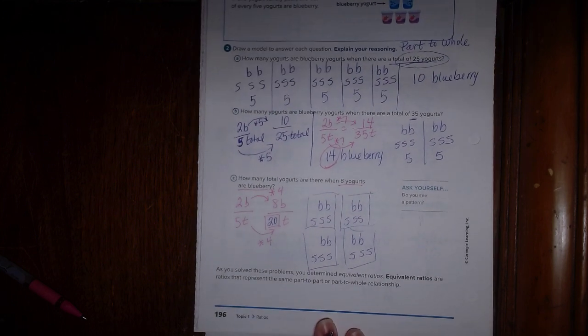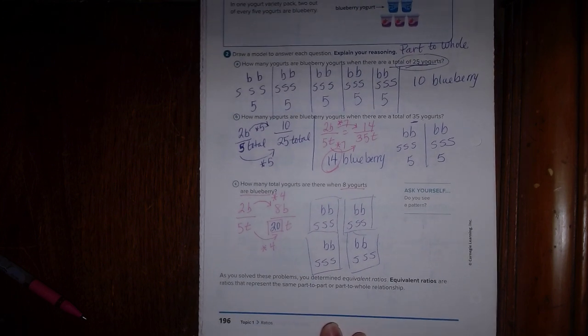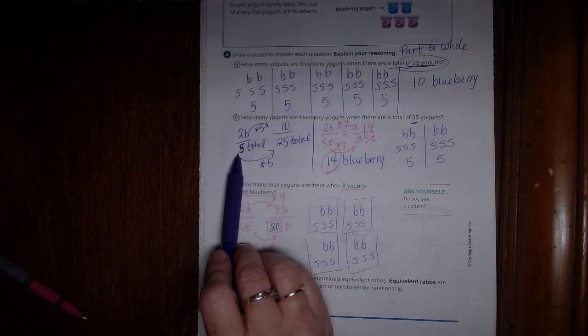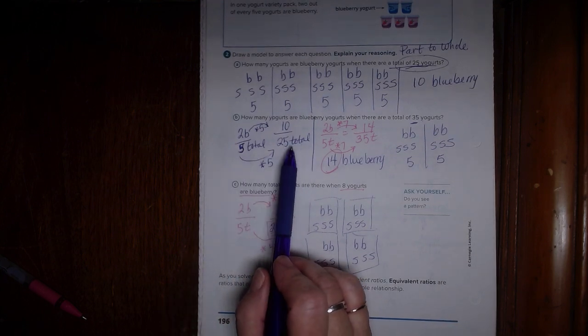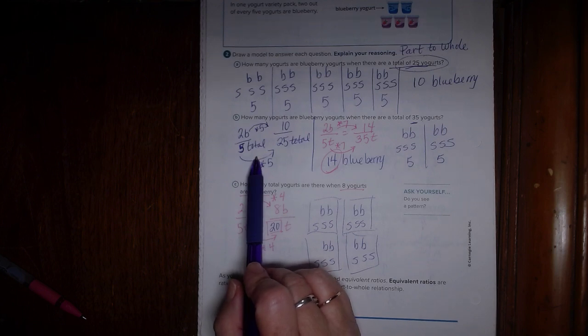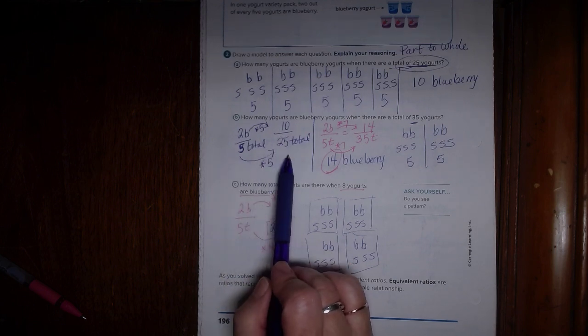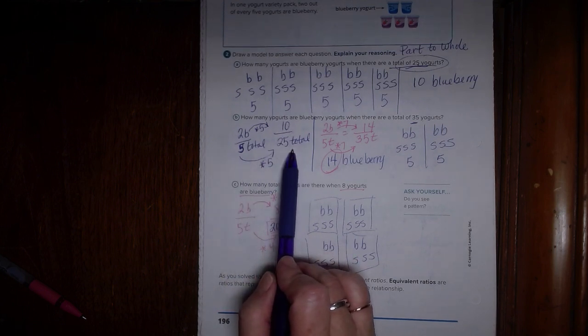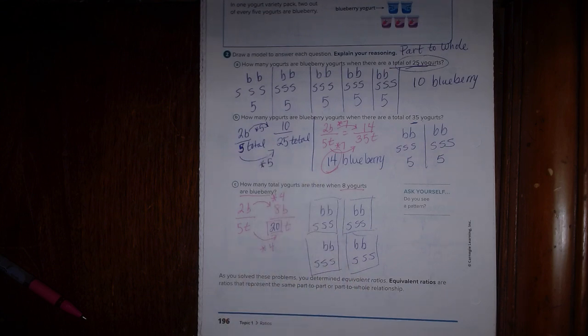It says, as you solved these problems, you determined equivalent ratios. Equivalent ratios are ratios that represent the same part to part or part to whole relationship. Basically, they're equivalent ratios. You guys can think of them in terms of equivalent fractions. Remember, it's really only a fraction when it's a part to a whole. Otherwise, we say it's in fractional form.